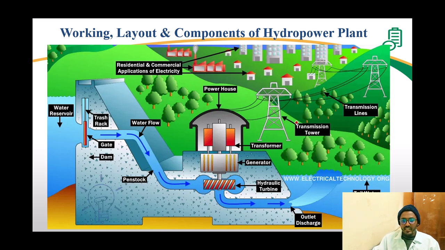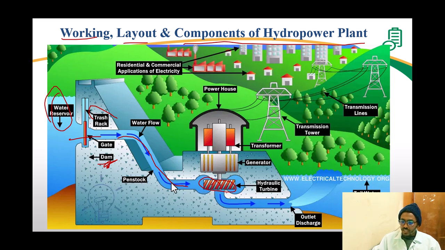So let's see the working layout and components of a hydropower plant. Here we have the water reservoir, the trash rack, and then the gate. It's obvious this one is the dam, right? And we have the water flow. It goes through this. As you can see, we have the hydraulic turbine here.